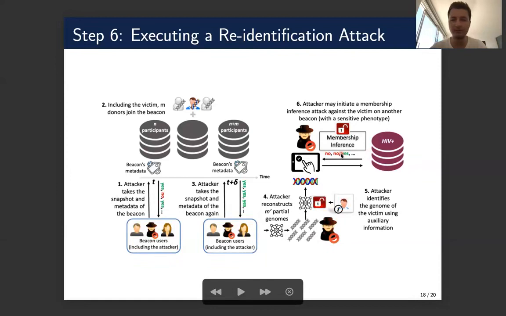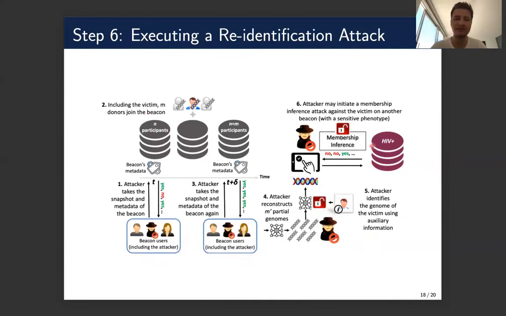And this is, I think, the cool part of our attack. The attacker learns that sensitive information by only using the information that this victim was in the beacon at some time point, and also using some simple non-sensitive phenotypic information. And from these two pieces of information, the attacker concludes that the victim has that disease, for example.